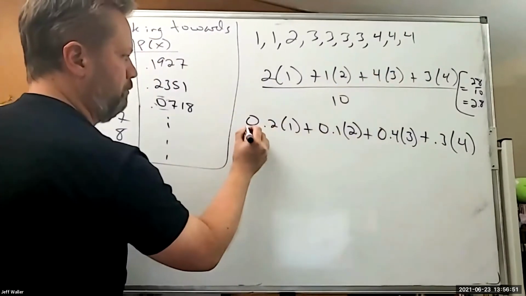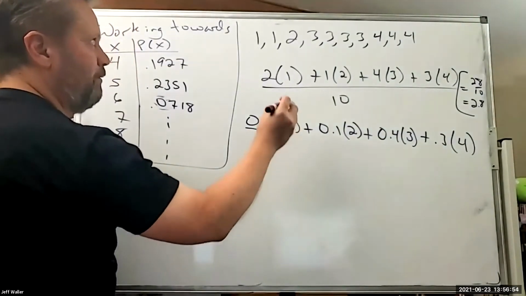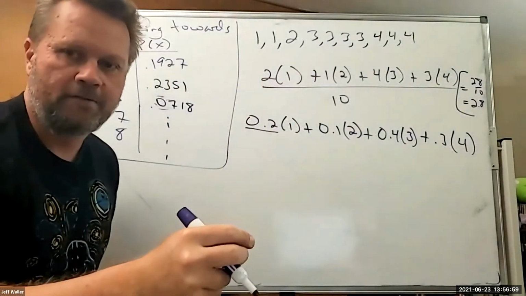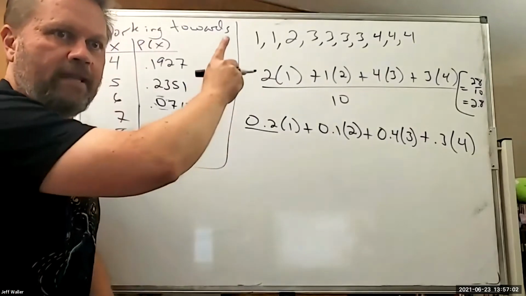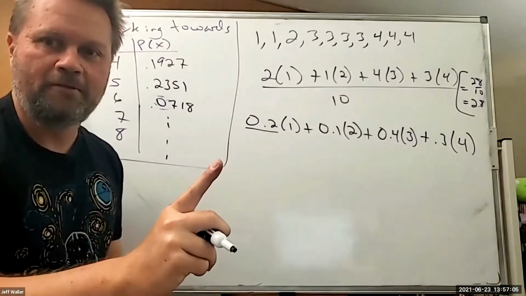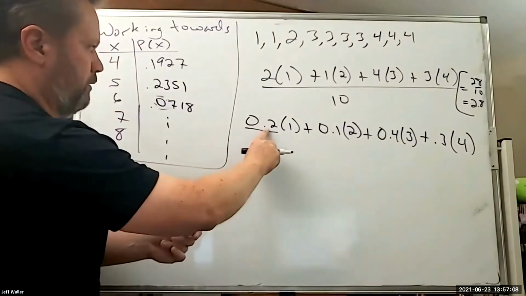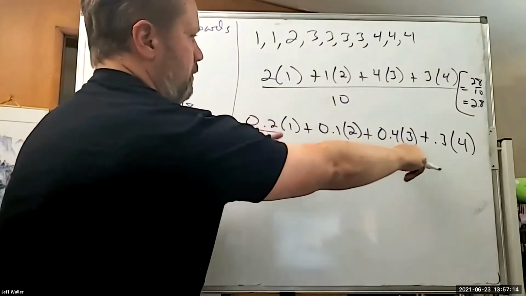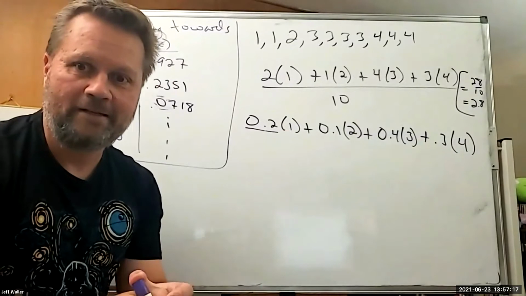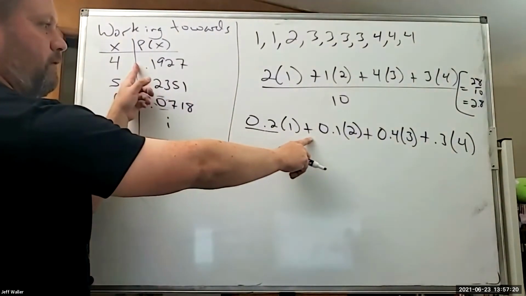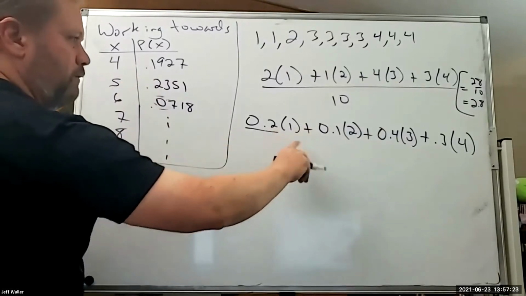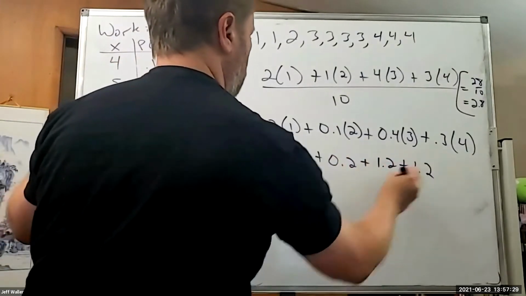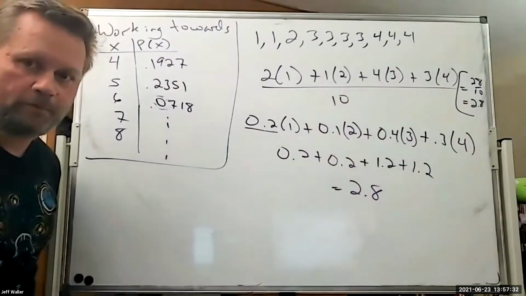But what does this 0.2 mean physically? How many ones were there? There were 2. What percentage of my data was ones? 20%. 20% of my data is 1. 10% is 2, 40% is 3, and 30% is 4. Do you see the connection now? And of course, if I do this, I get 0.2 plus 0.2 plus 1.2 plus 1.2, which is still 2.8, which is still the right answer. Of course it is.